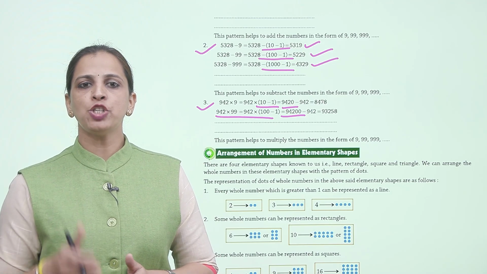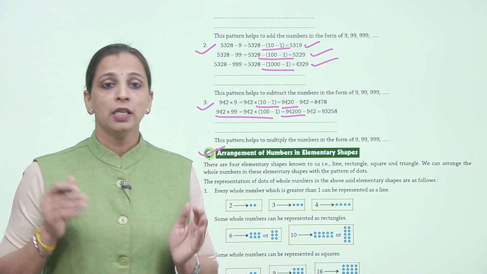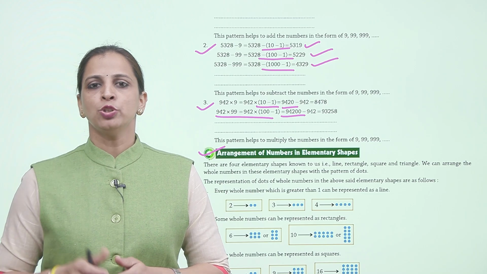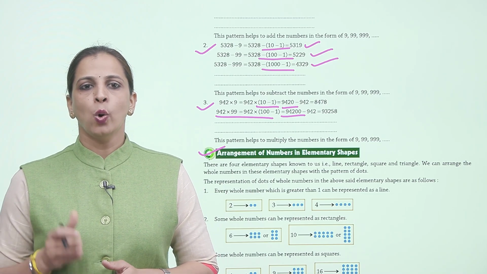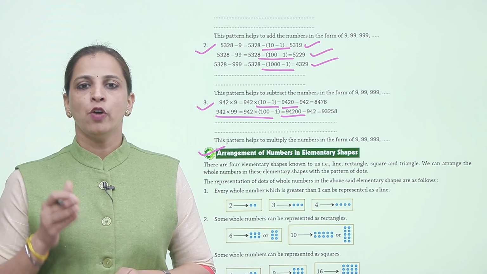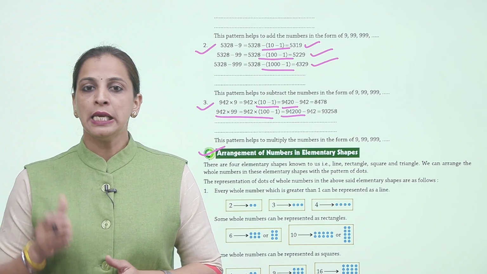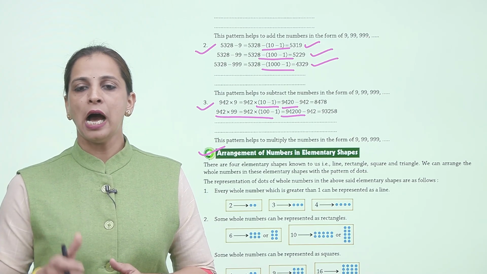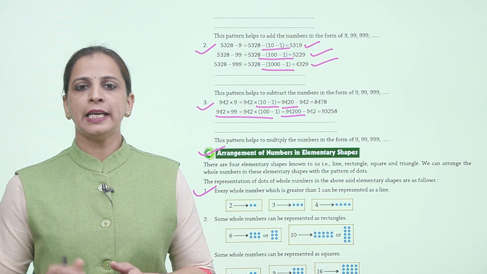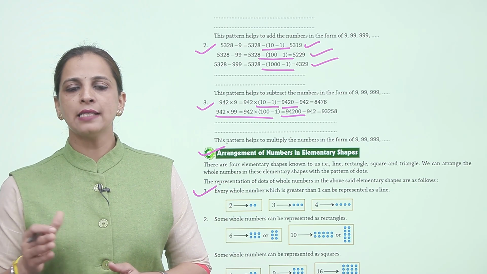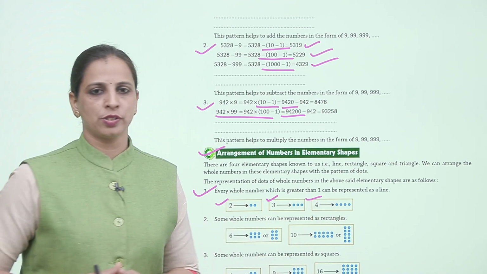Now next is arrangement of numbers in elementary shapes. There are 4 elementary shapes known to us, that is line, rectangle, square and triangle. We can arrange the whole numbers in these elementary shapes with the pattern of dots. The representation of dots of whole numbers in the above said elementary shapes are as follows. First, every whole number which is greater than 1 can be represented as a line, like 2, 2 dots, 3, 3 dots, 4, 4 dots.